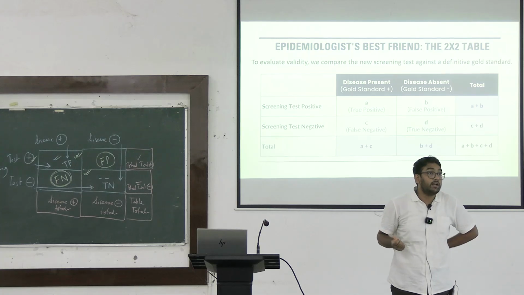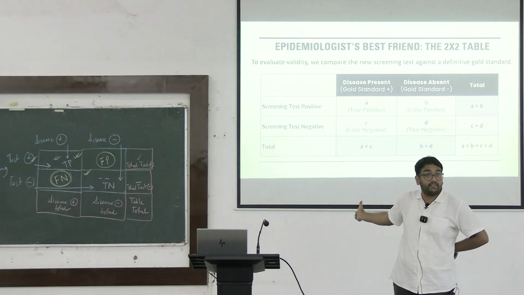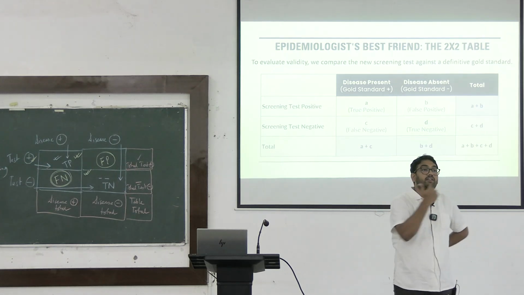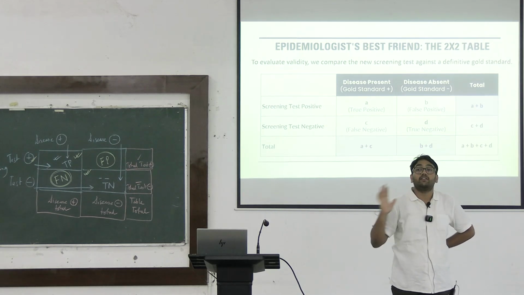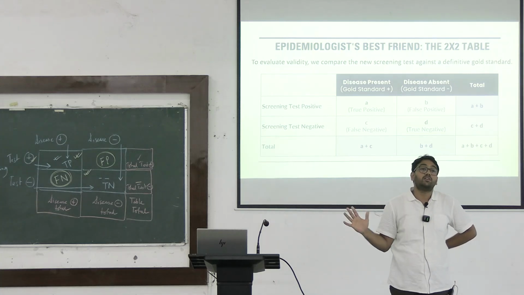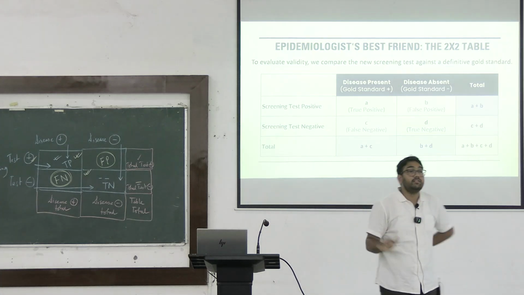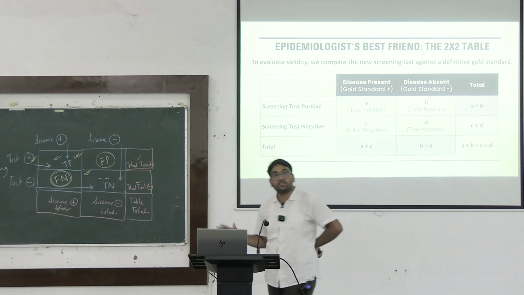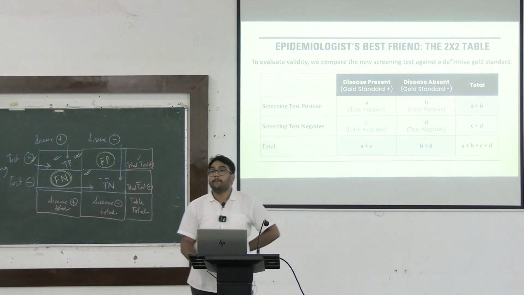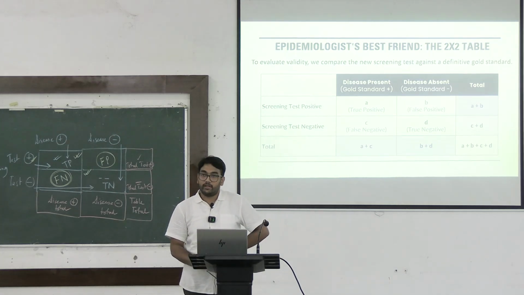USG rules out that these people have breast cancer, but on biopsy you find that there are some cancerous cells. That is false negative. USG says no disease, biopsy also finds no disease, that is true negative, right? So this is how we classify our entire population based on the screening test and the confirmatory test.